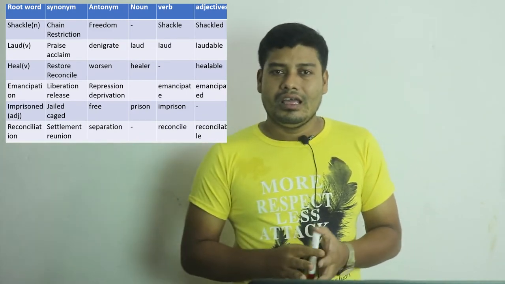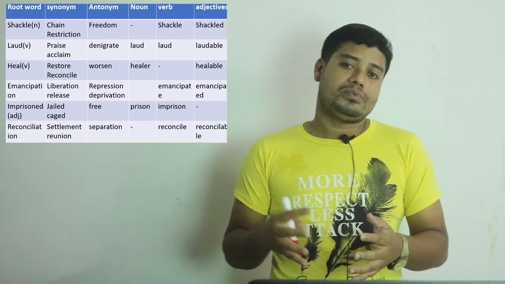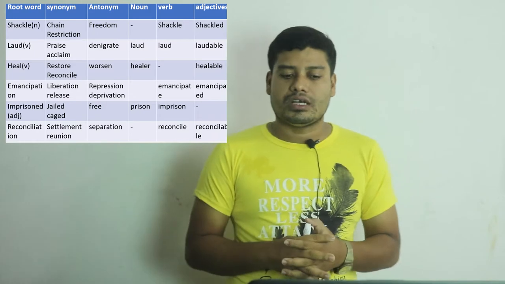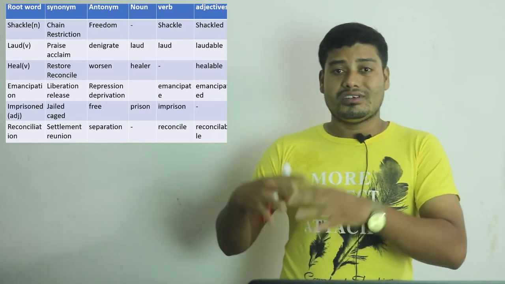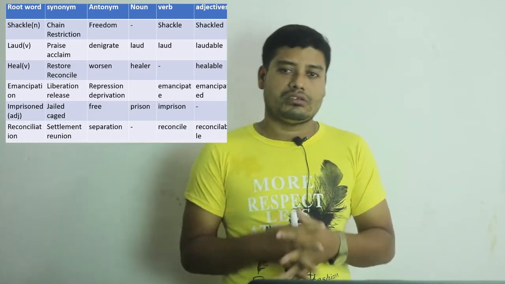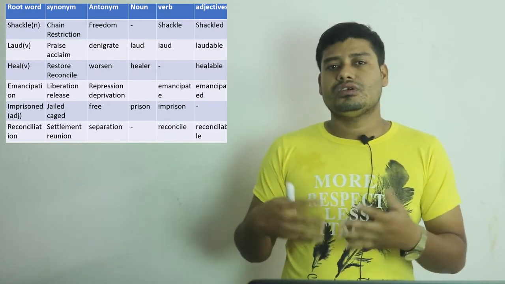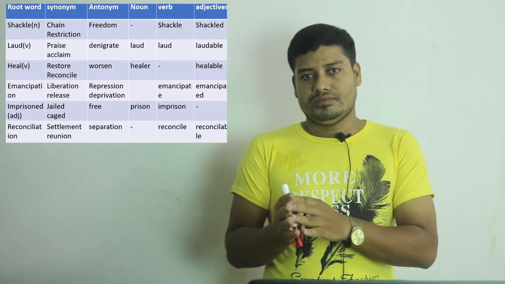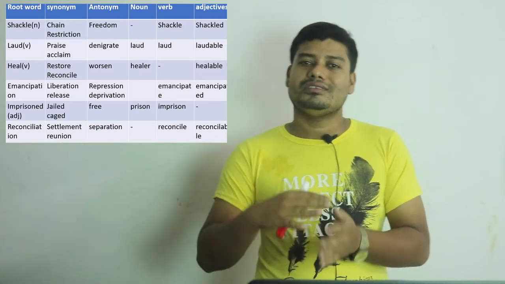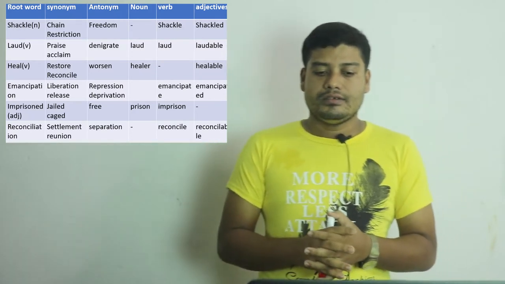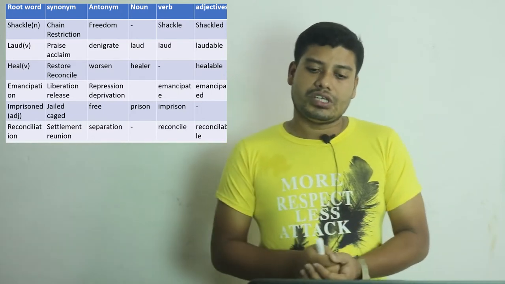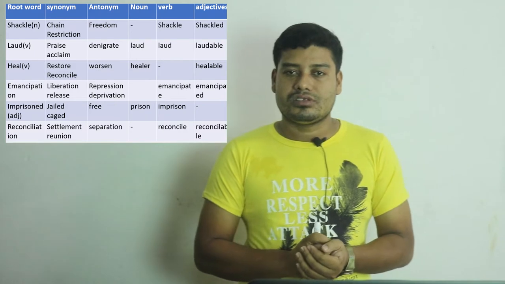The first word is shackle. You know, shackle is what kind of parts of speech? It's a noun. Okay, and the synonym of shackle is what? Chain or restriction. This is the synonym of the shackles. And what will be the antonym? So antonym means a different word, opposite word, and synonym means the similar words. Okay, so antonym will be freedom. The verb form is also shackle, adjective form is shackled.